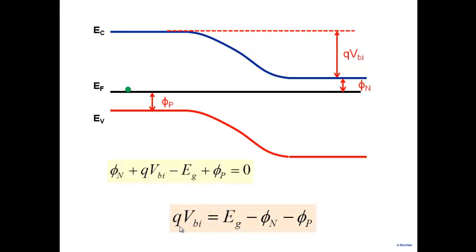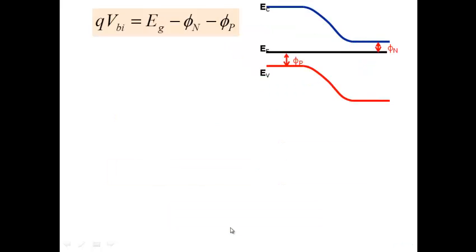And therefore, one can get an expression for built-in voltage. Built-in voltage is Q VBI equal to Eg, energy gap. Well, the reason why Q is there is because everything is in energy terms. VBI is voltage, so voltage multiplied by charge gives you energies in electron volts. So Q VBI equals Eg minus phi n minus phi p. That's the most general expression for built-in voltage. After that, assumptions can come in.